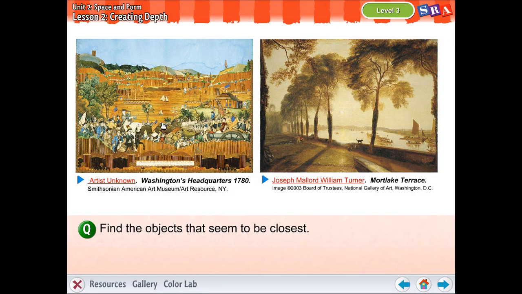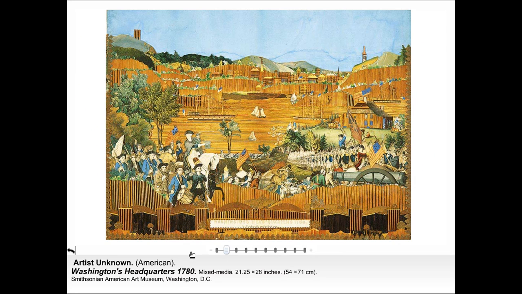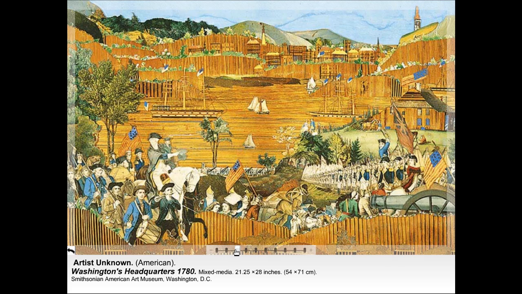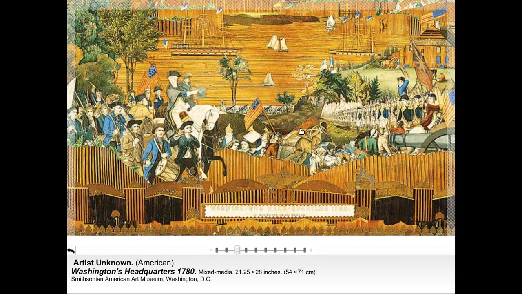And this one says, find the objects that seem to be closest. Well, we already know, let me zoom in, that anytime we place anything at the very bottom of the page, that means it's supposed to be closest to us. So therefore, you see the people are larger right here. The foreground is the stuff that's up close. The middle ground is the stuff that's in the middle.